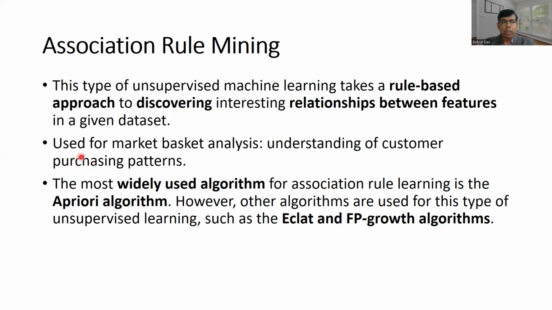So where is it used? It is used for market basket analysis, understanding customer purchasing patterns. The most widely used algorithm of the association rule is the Apriori algorithm. That is the most popularly used algorithm. Other algorithms, Eclat and FP-growth, can also be used for association rule mining.